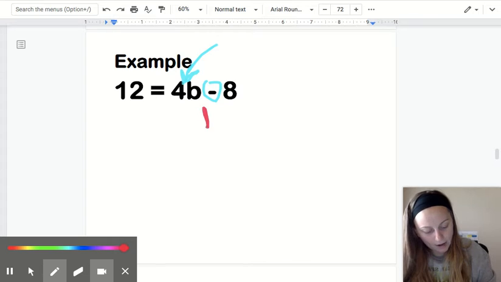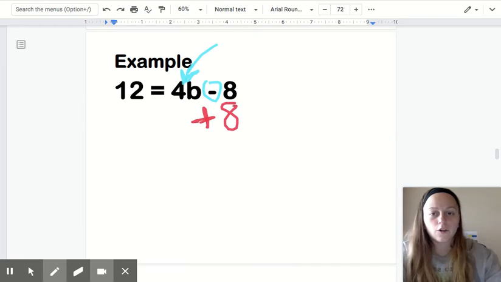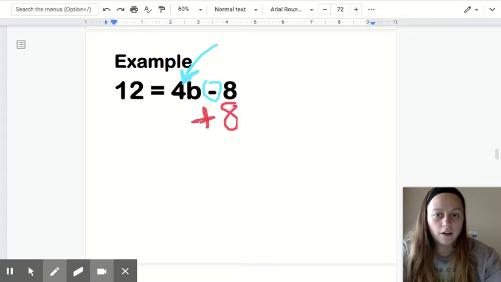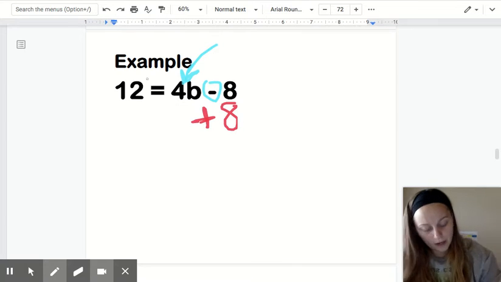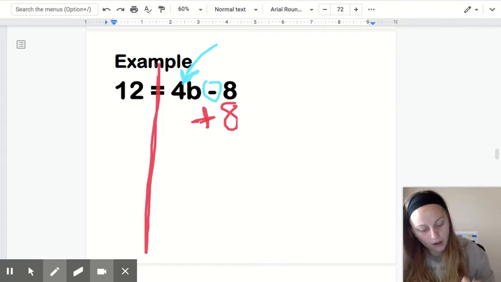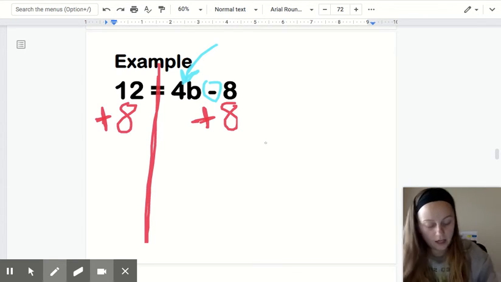So I'm going to add 8 on both sides. Now, this is where people get a little confused. I add the 8 right under the minus 8, but then I have to do it on the other side of my equals sign. So whatever else is on the other side of the equals bar.